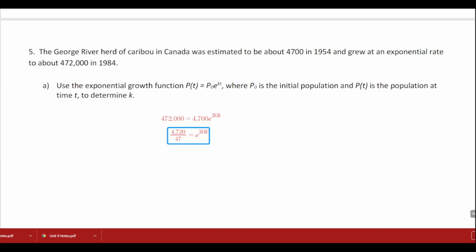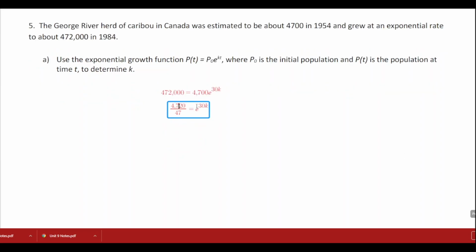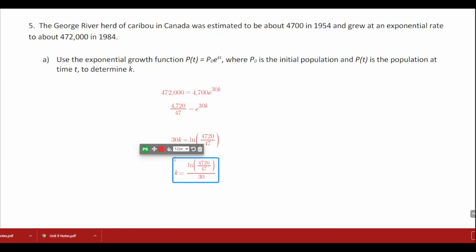Okay, and now I can use the inverse property to rewrite this as a logarithmic equation. So I'm going to have 30k equals the natural log of 4720 over 47. And so k is going to be that natural logarithm divided by 30. I'm going to divide both sides by 30 here.